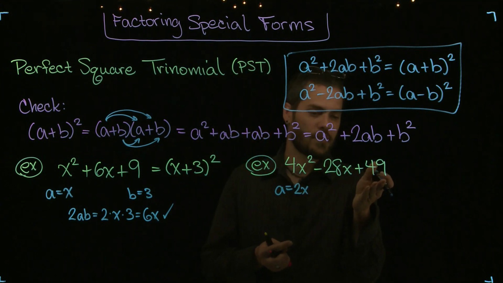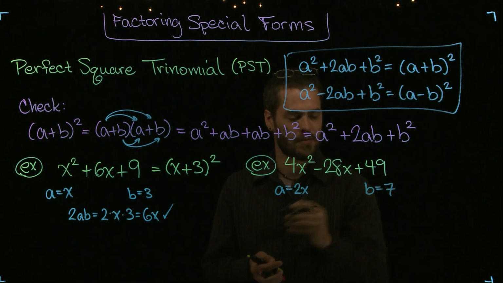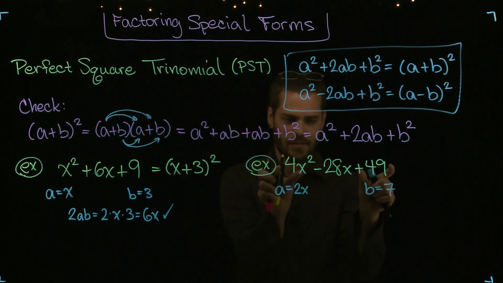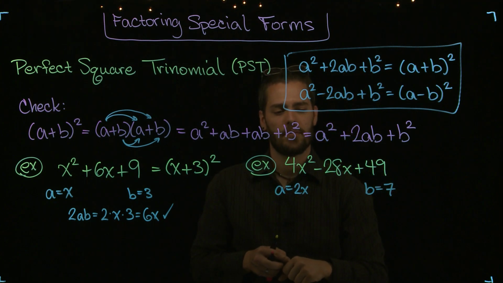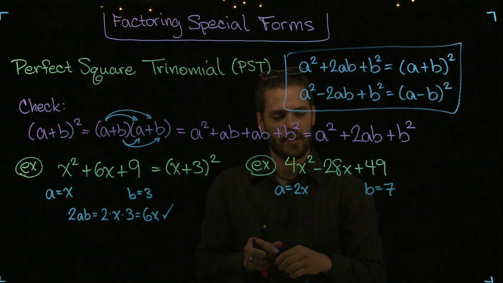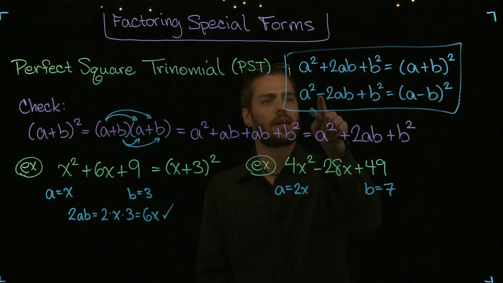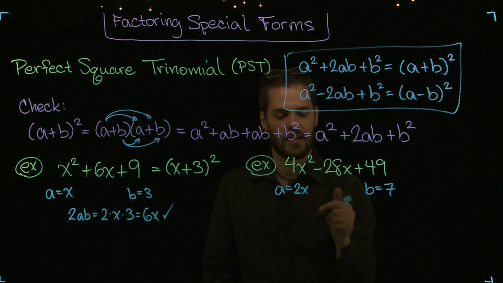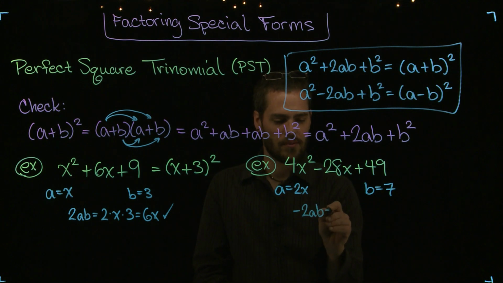And also I noticed right away that the last term, 49, is a perfect square. 7 squared is 49. If the first and the last terms are perfect squares, that's your key to maybe look for a perfect square trinomial. But we got to check this middle term. It's got a minus here, so I'm looking at the minus case. We need to check minus 2ab, or negative 2ab.